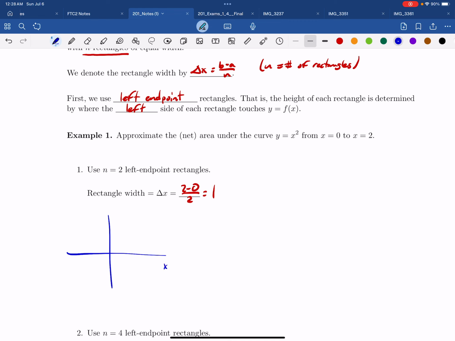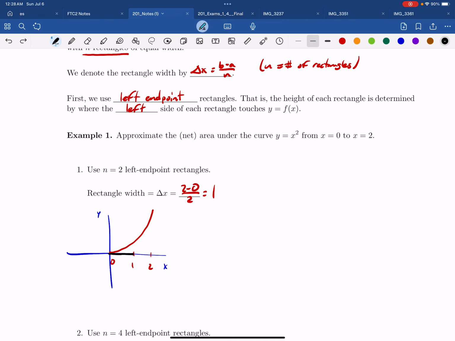Well, we've got the x and the y axes. We've got our curve. We know that, let's say this is 1 and 2. We're using 2 rectangles, so we know that they're going to be at 0, 1, and 2. Those are going to be our interesting values. Now, if we're using left endpoints, that first left-hand endpoint rectangle is not going to be very interesting. In fact, it's not going to be a rectangle. It starts at f of 0, because 0 is the leftmost point of our interval. So it starts there and just goes across.